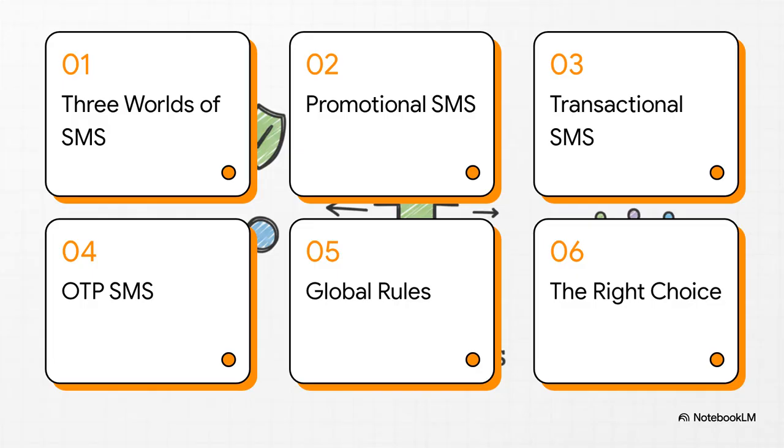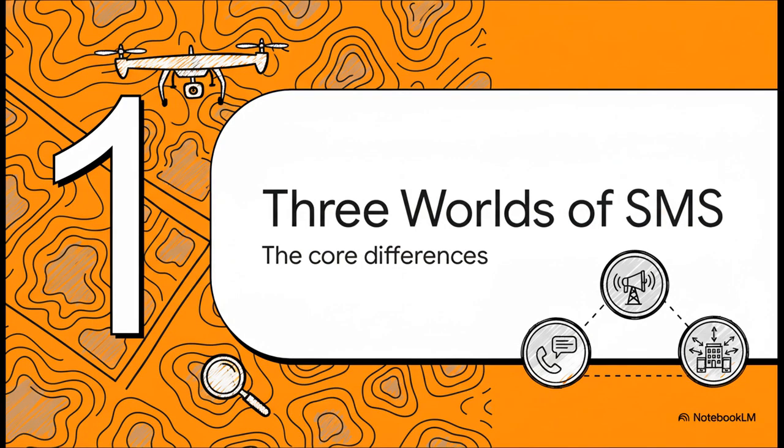So here's what we've got on tap. We're going to start with the three big worlds of business SMS. We'll get to know the marketer, the informer, and the guardian. After that, we'll dive into the global rules you absolutely can't ignore, and then we'll wrap it all up with a super simple checklist to help you pick the right one for your business. All right, first things first, let's get a bird's eye view of the whole landscape. Nailing these three core types is the key, because everything else we talk about today is built on this foundation.